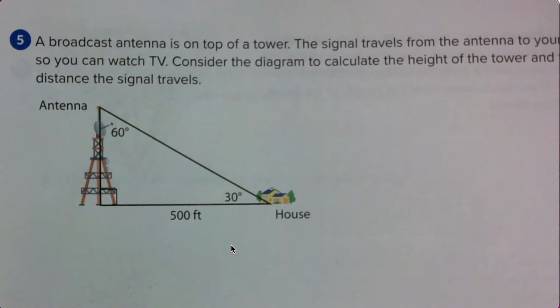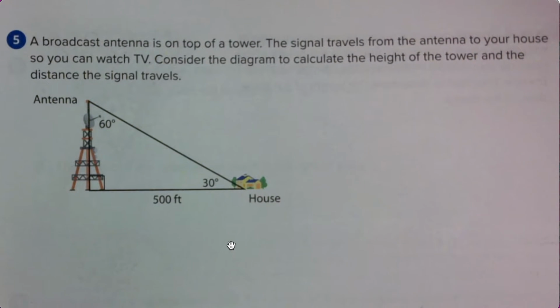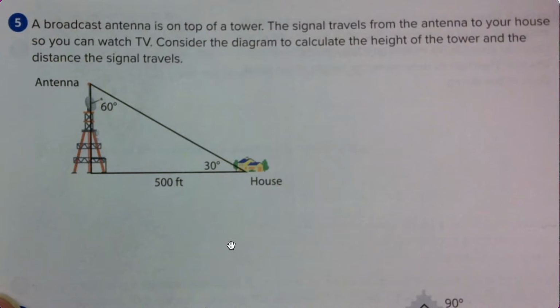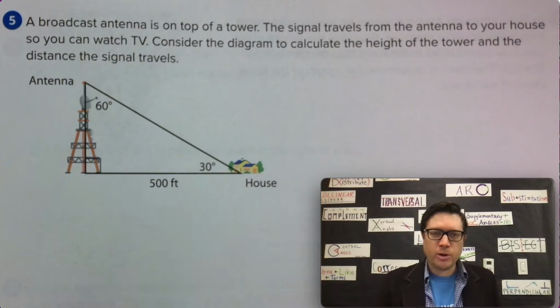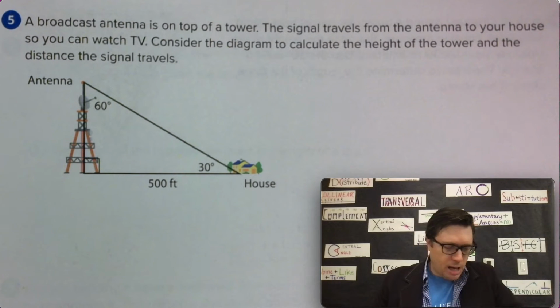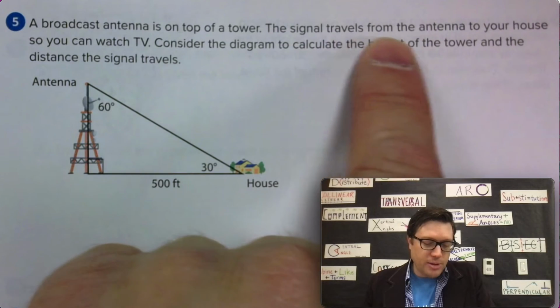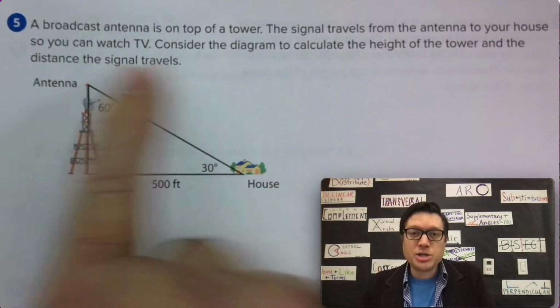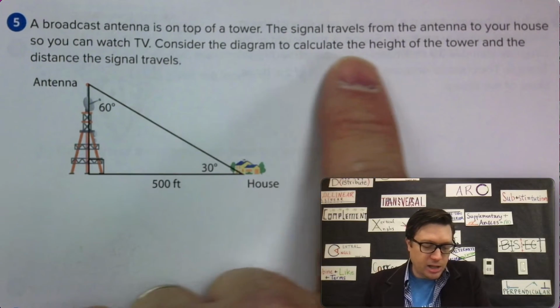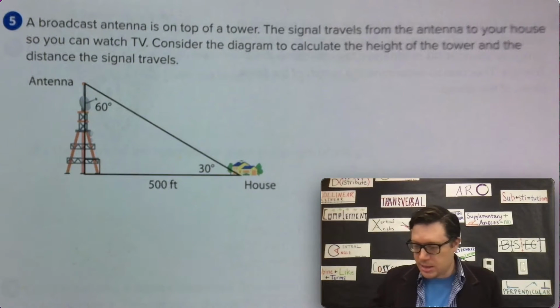Okay, suppose a broadcast antenna is on top of a tower, right? We've seen these. You see them on top of our hills as you drive around our freeways. A broadcast antenna is on top of a tower. The signal travels from the antenna to your house so you can watch TV. Consider the diagram to calculate the height of the tower and the distance the signal travels.